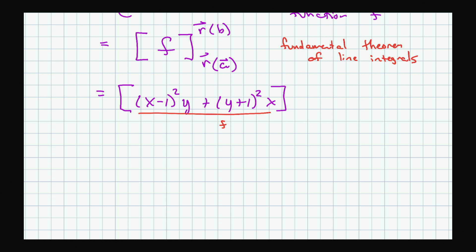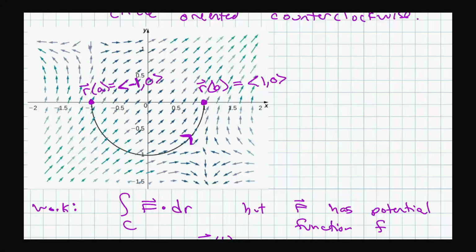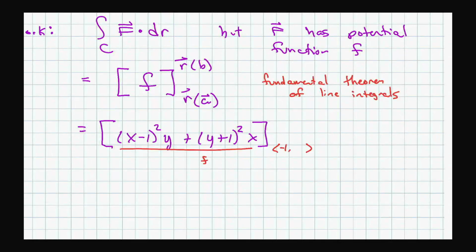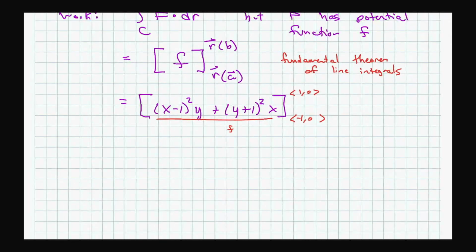We never even came up with an a and a b, but we know the starting and ending points. So what's the starting point? The starting point is right here. r of a is (-1, 0). r of b is (1, 0). So (-1, 0) on bottom, (1, 0) on top. And then we just plug those in. So we plug in the (1, 0).